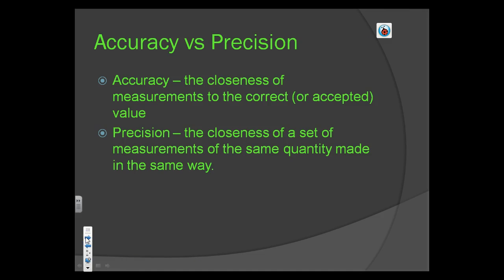So here are the definitions. You can pause the screencast and write these definitions down. Just remember that when I ask you on the test about accuracy and precision, I want you to use these definitions.